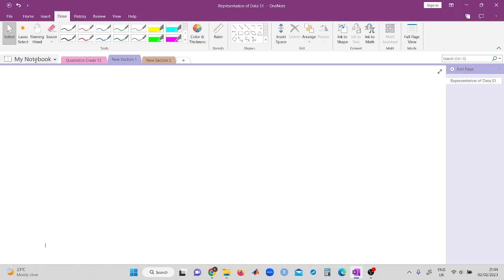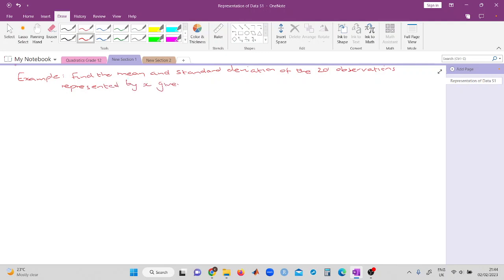Ok, example. Find the mean and standard deviation of the 20 observations represented by x, given that the summation of x minus 25 equals to 30, and the summation of x minus 25 to the power of 2 equals to 220. Ok.